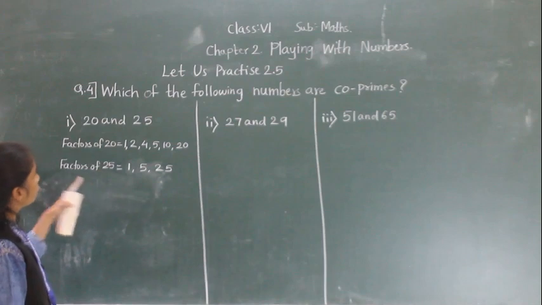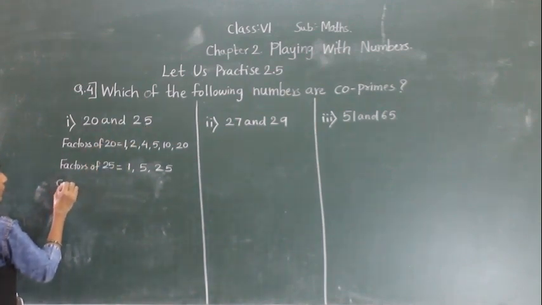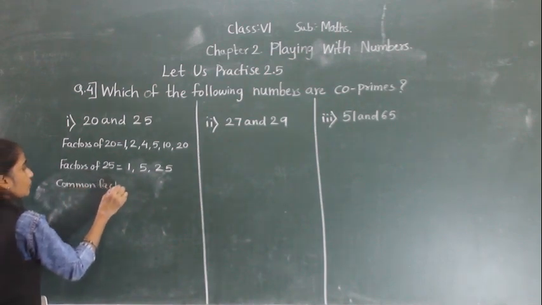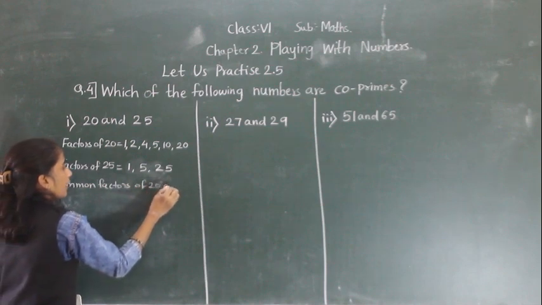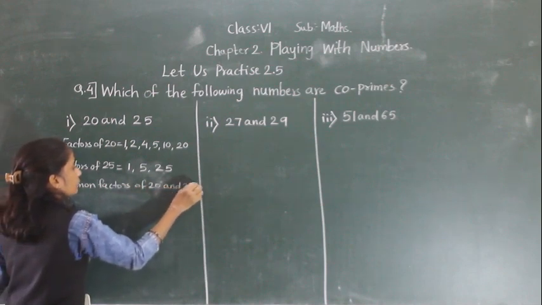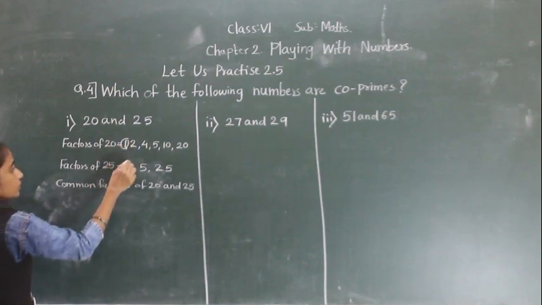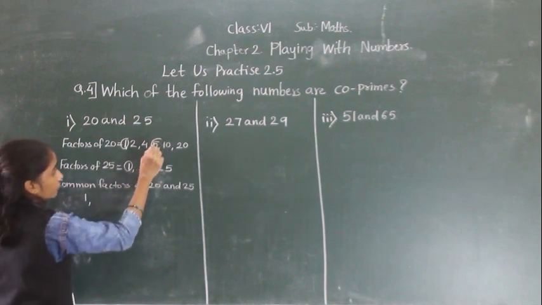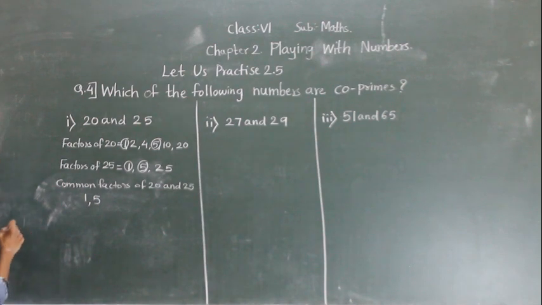Now what we need to find here? Common factors of 20 and 25. Okay. Common factors. 1 is the common factor. And then 5. 5 is also the common factor.